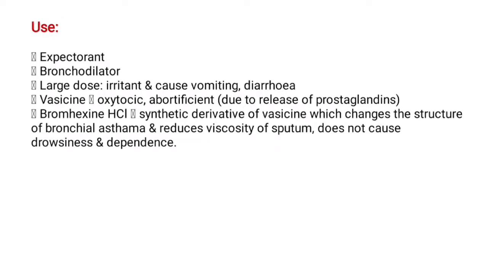Uses: it is used as an expectorant and also a bronchodilator. In large dose, it is irritant and causes vomiting, diarrhea. Vasicine is oxytocic and abortifacient due to release of prostaglandins. Bromhexine HCl, a synthetic derivative of vasicine, is used in bronchial asthma and reduces viscosity of sputum. It does not cause drowsiness and dependence.